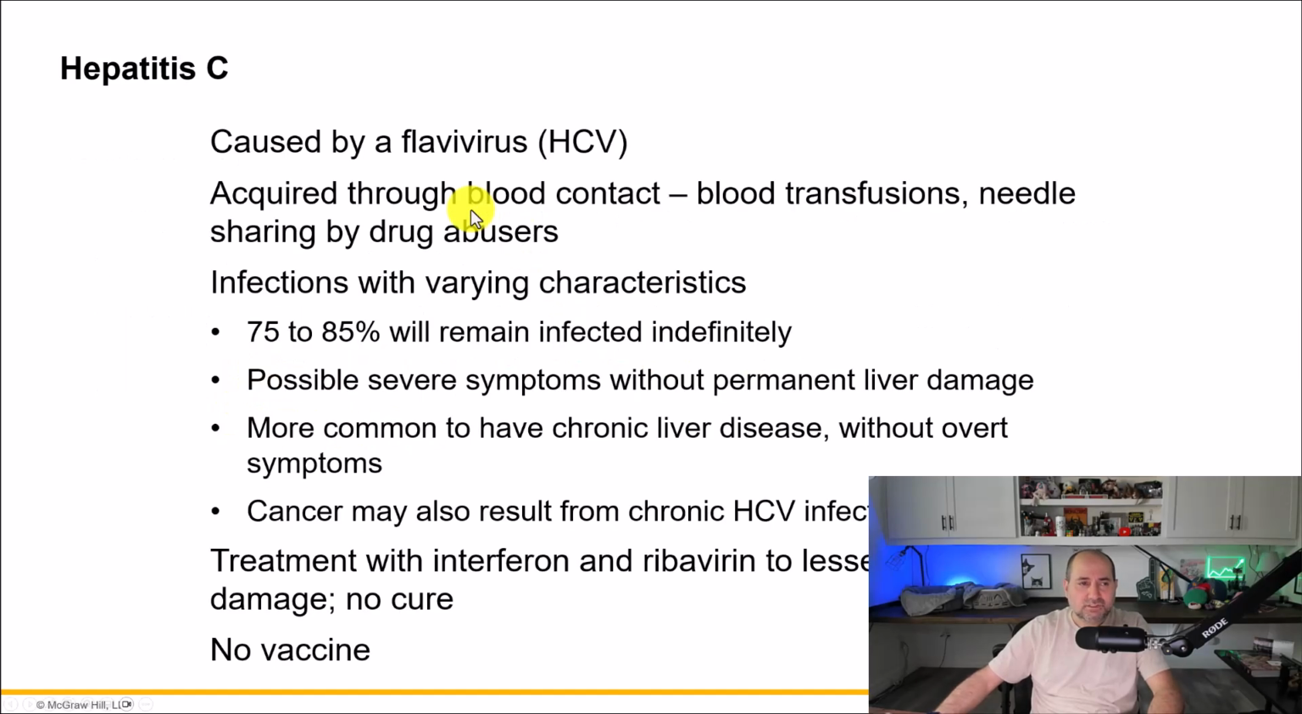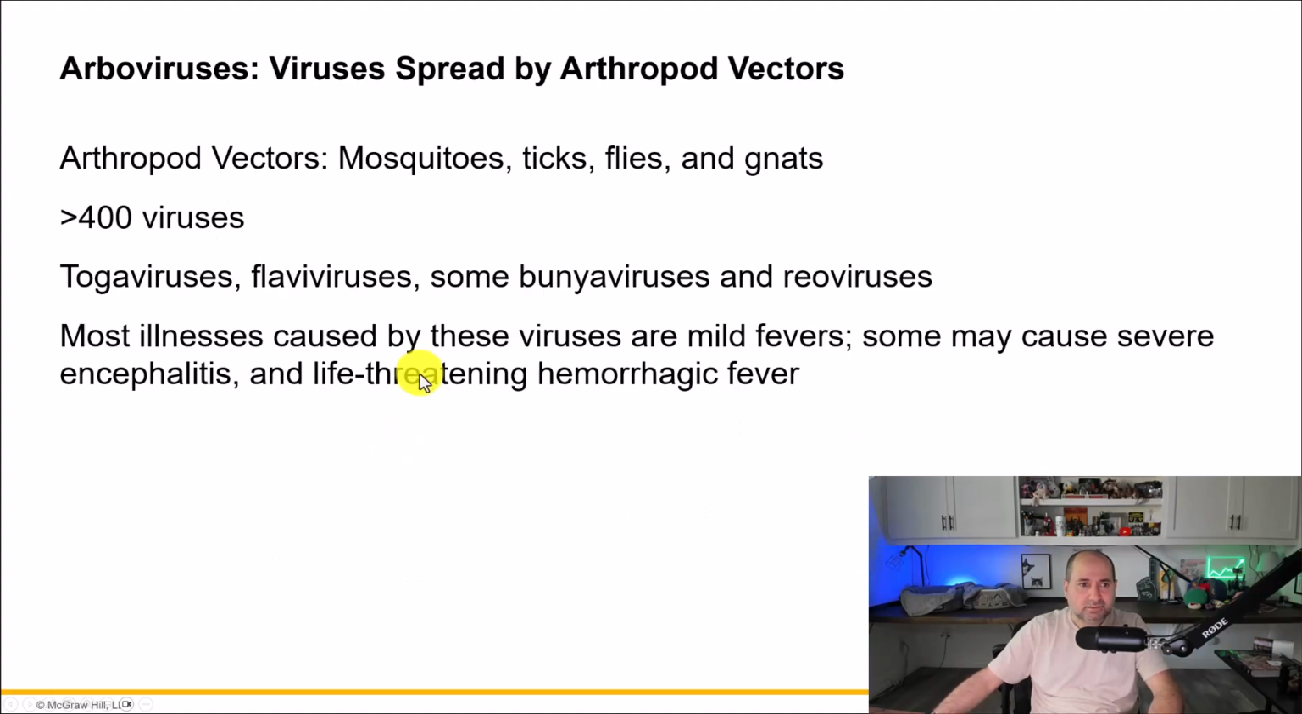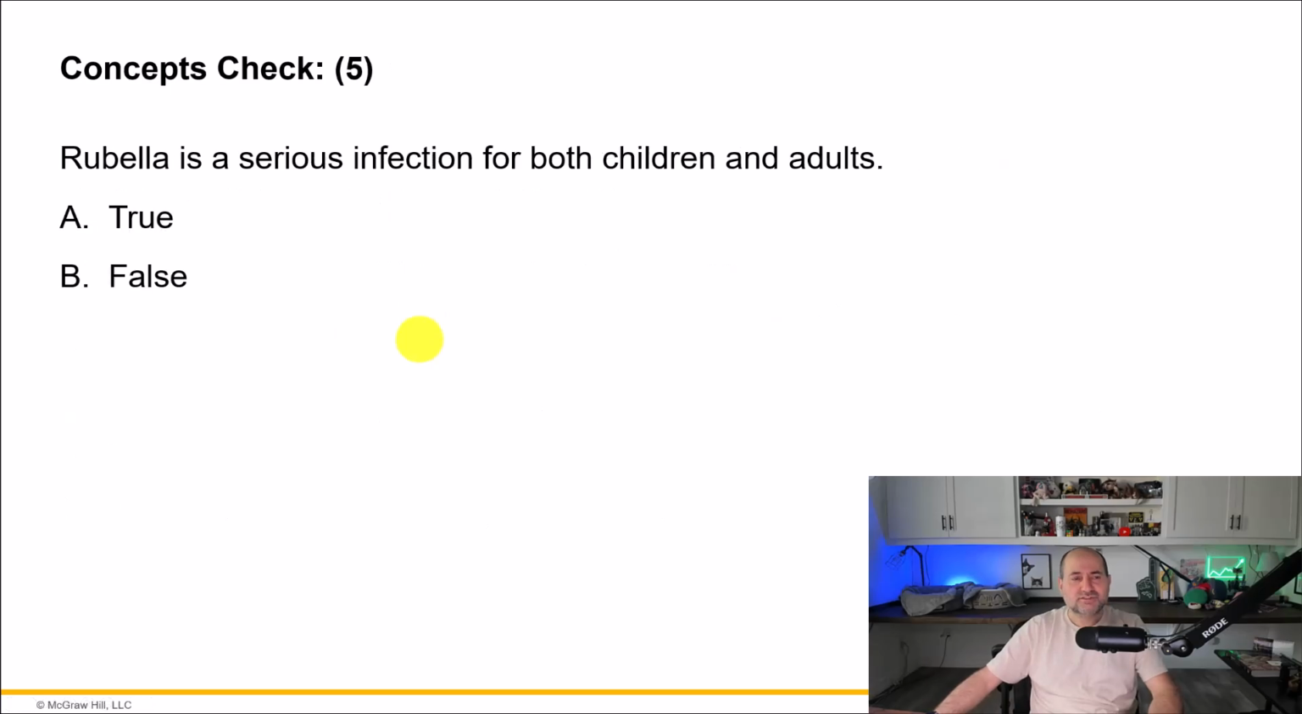Next, we talked about hepatitis C. Remember that this causes damage to the liver. Here it says that there is no treatment, no cure, but remember there is a recent development there. We talked about arboviruses. Remember, arboviruses are spread by arthropod vectors. And remember concept check number 5: rubella is a serious infection in both children and adults. And yes, we just discussed why.